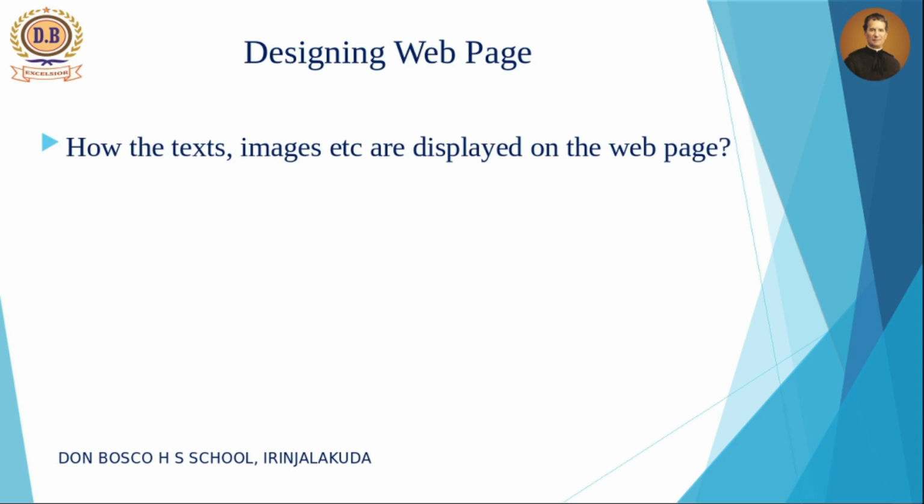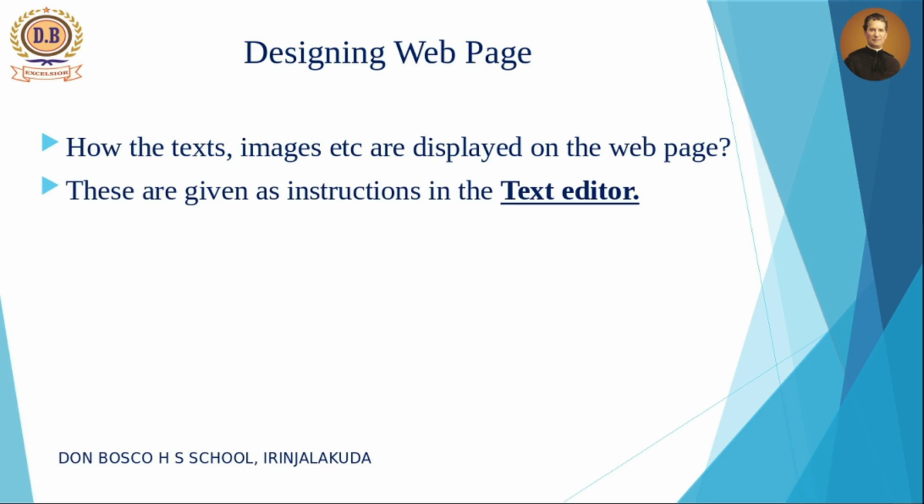And next, while designing a web page, how the text, images, sounds, videos, etc. are displayed on the web page. While you are searching in a Google web browser, you can see some web pages. How the text and images appear, these are given as instructions in the text editor. So here, while creating a web page, we are using the application or software called text editor. We'll open this text editor and give some instructions in order to create this web page.